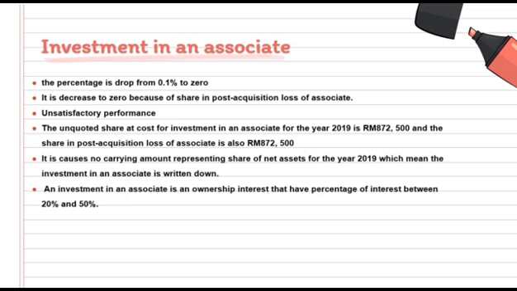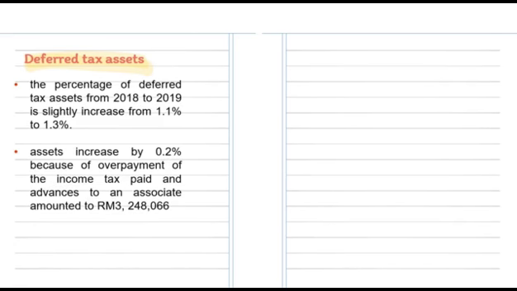Investment in an associate is an ownership interest that has a percentage of interest between 20% to 50%. Now let's move to deferred tax asset. The percentage of deferred tax asset from 2018 to 2019 slightly increased from 1.1% to 1.2%. The percentage of deferred tax asset increased by 0.2% because of overpayment of the income tax paid in advance to an associate.